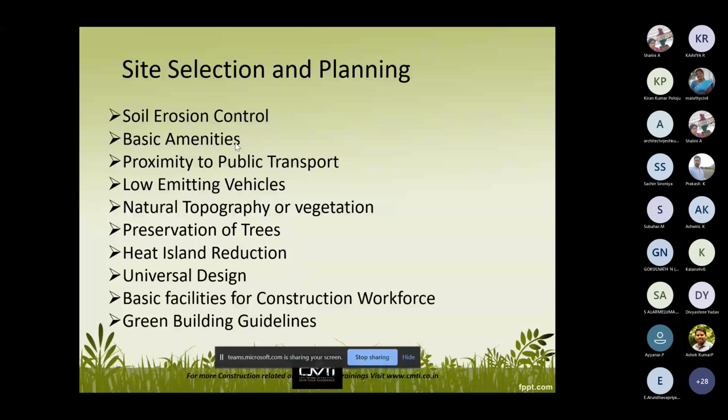And even in National Building Code 2016, they have included the green building aspects in the codal provision itself, so that everyone adopts the green measures. Government has made it mandatory, and it is included in National Building Code 2016. Earlier, it was not there. And basic facilities for construction workforce, green building guidelines, all these things we have to utilize.